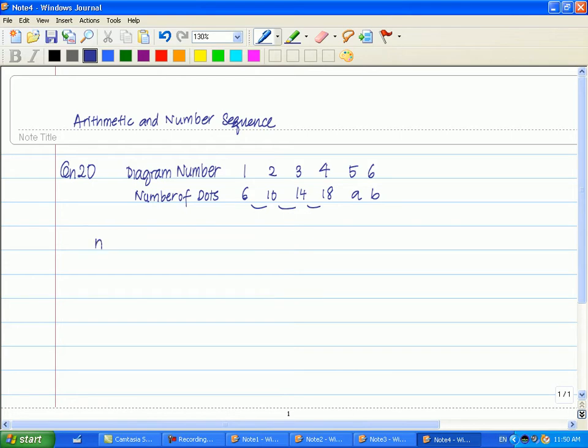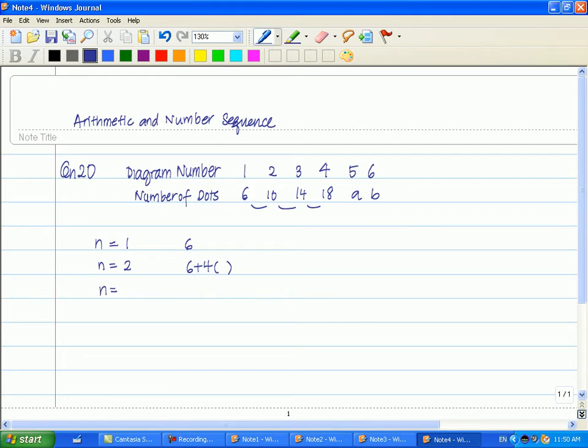If the diagram number n is 1, my term number, number of dots, I start off with the number 6. When n equals 2, I get number 10. 6, how do I get this? 10, I have 6 plus 4. How many times? Think about it.